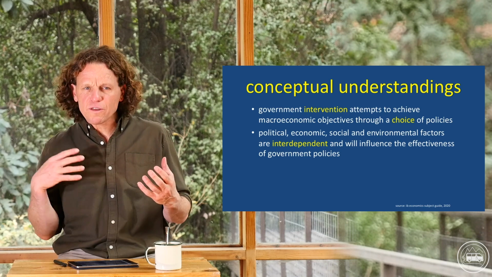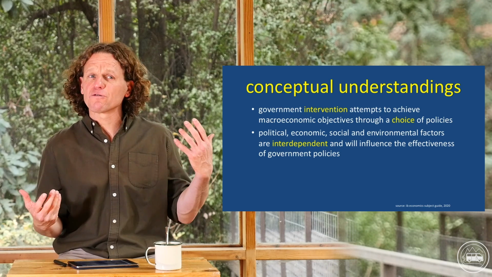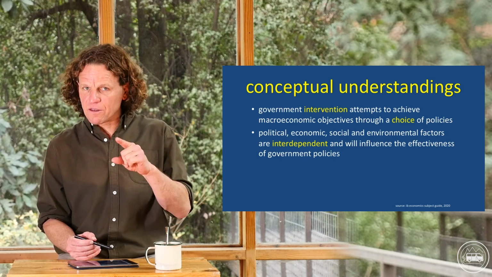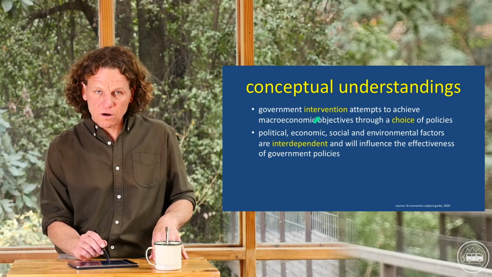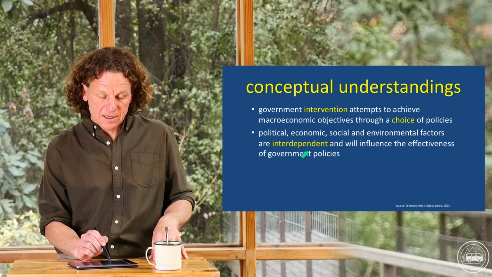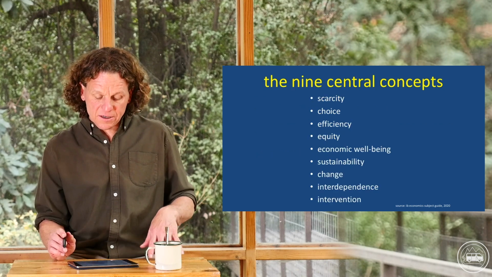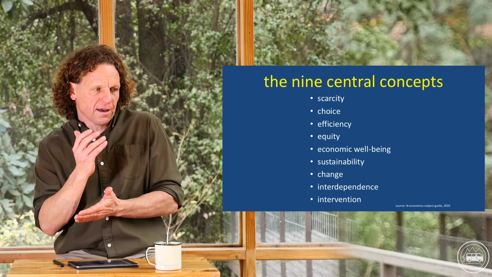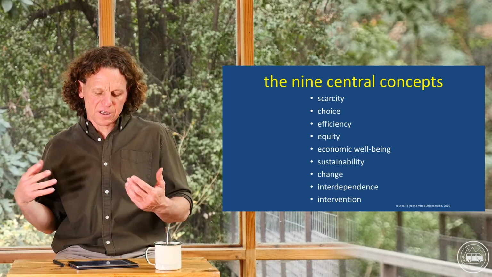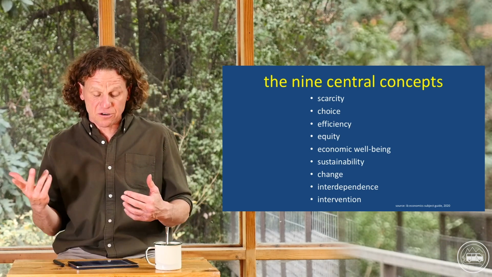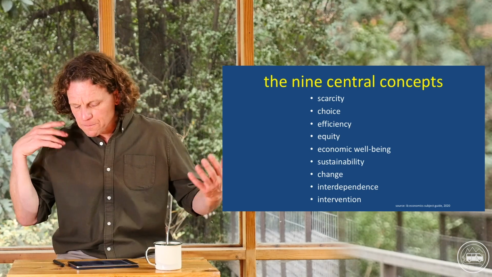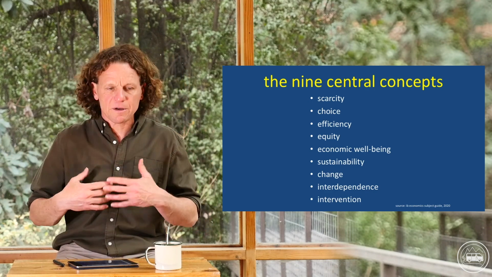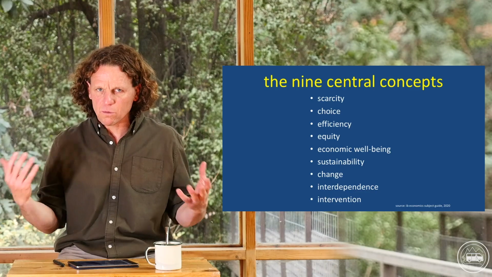And it says, like, what are the tools and how effective are governments in managing their economy? And you see the yellow words here, intervention, choice, interdependent, right? Which are tied into the 9 central themes of IB Economics, which are scarcity, choice, efficiency, equity, economic well-being, sustainability, change, interdependence, and intervention. And those are the main lenses through which we look at all of our studies of economics, whether we are in microeconomics, macroeconomics, market power, or the global economy, okay?